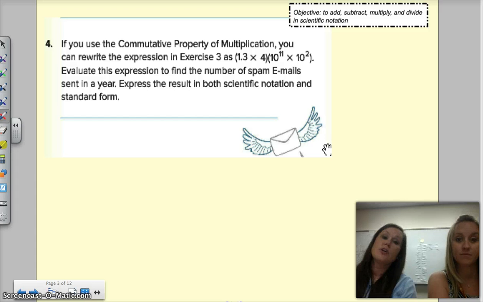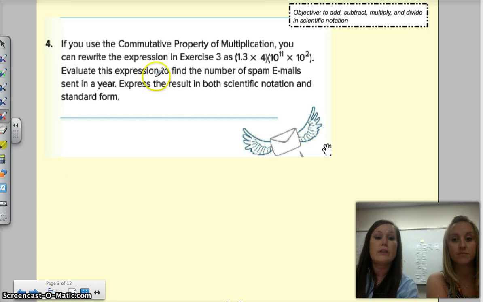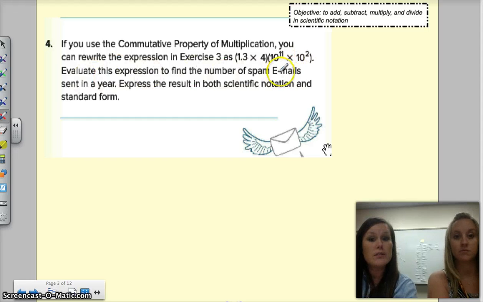If you use the commutative property of multiplication, you can rewrite the expression in exercise 3, which is what we just did. Evaluate this expression. We already did this. I guess we moved too fast. Express the result in both scientific notation and standard form.